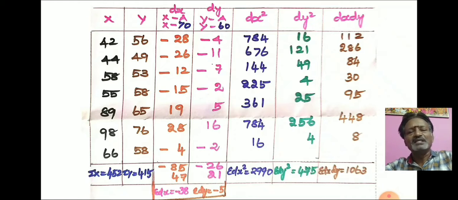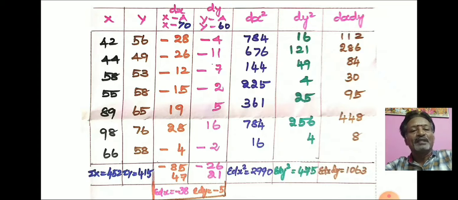But normally if any sum is given, no need to go for the actual mean method. Simply you can go for the assumed mean method because you don't want to waste the time. So first you take the x bar value and y bar value and you assume any one of the values as assumed mean from x and y, and you calculate the dx and dy value.